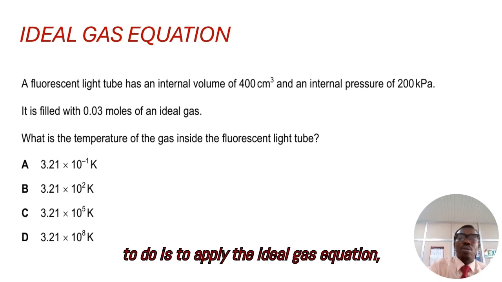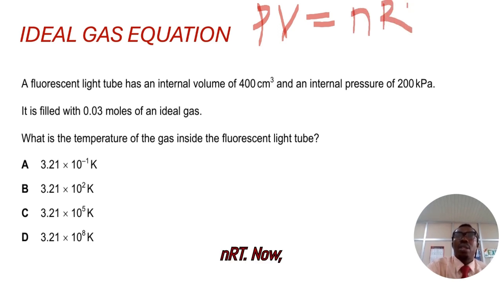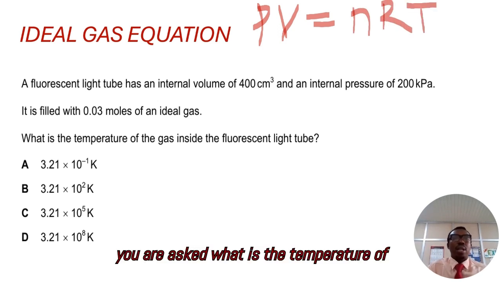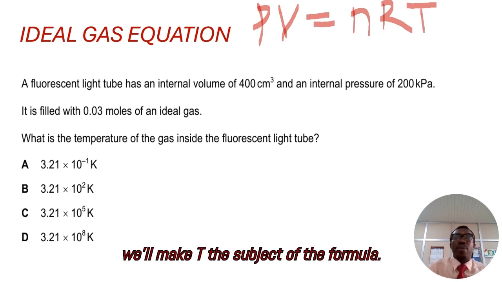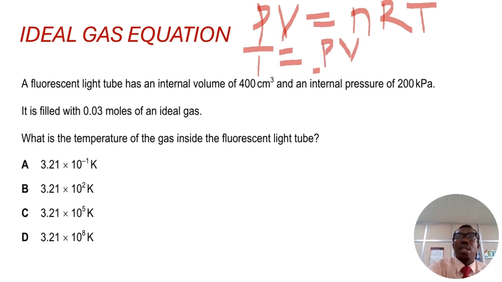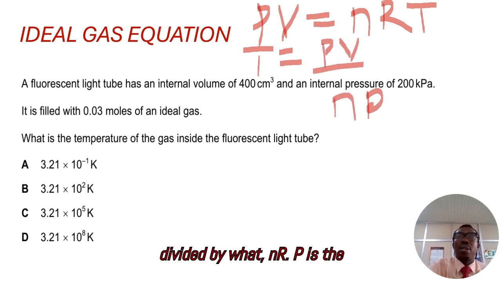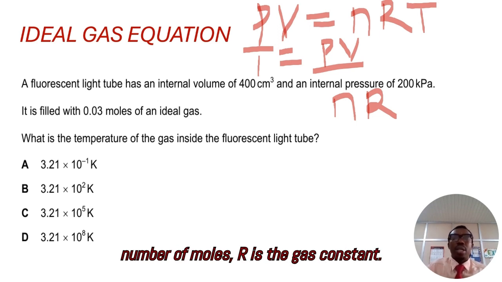So the first thing to do is to apply the ideal gas equation, which is PV is equal to nRT. Now, you are asked what is the temperature of the gas inside the fluorescent tube. So we'll make T the subject of the formula. Temperature now will be equal to what? PV divided by what? nR. P is the pressure, V is the volume, n is the number of moles, R is the gas constant.